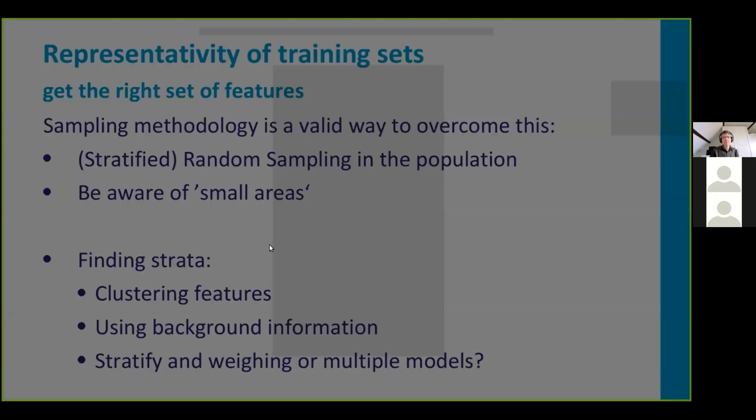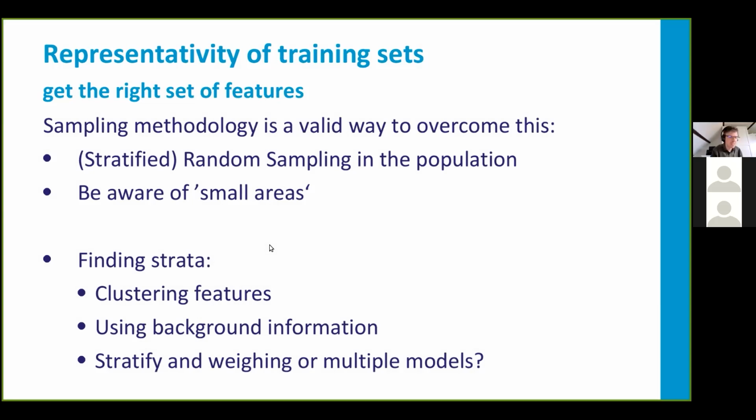My last point is on representativity of training sets, and then I finish, as I can see, within 40 minutes. Representativity of training sets is something about the right features. I already saw a lot of debates between people working in data science and people working in survey methodology, telling each other that they are doing it wrong. I think both are doing right things, and they should actually work together in solving this problem.